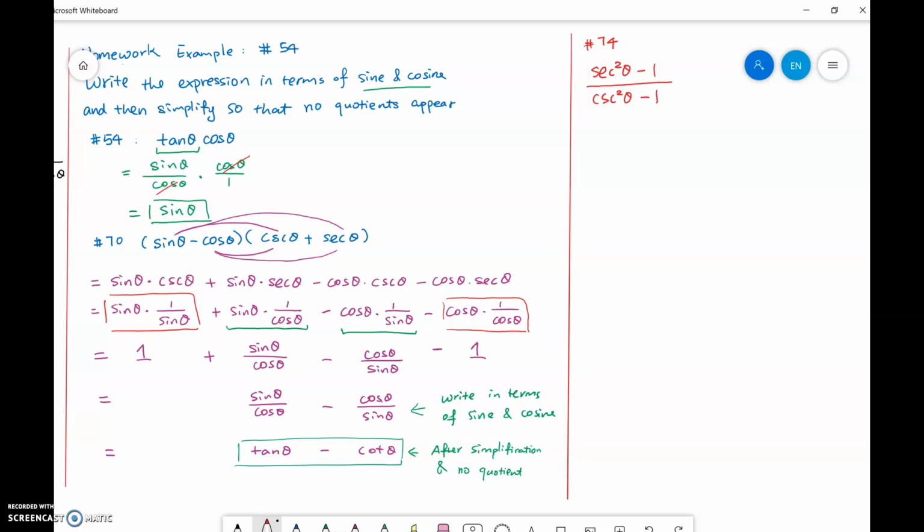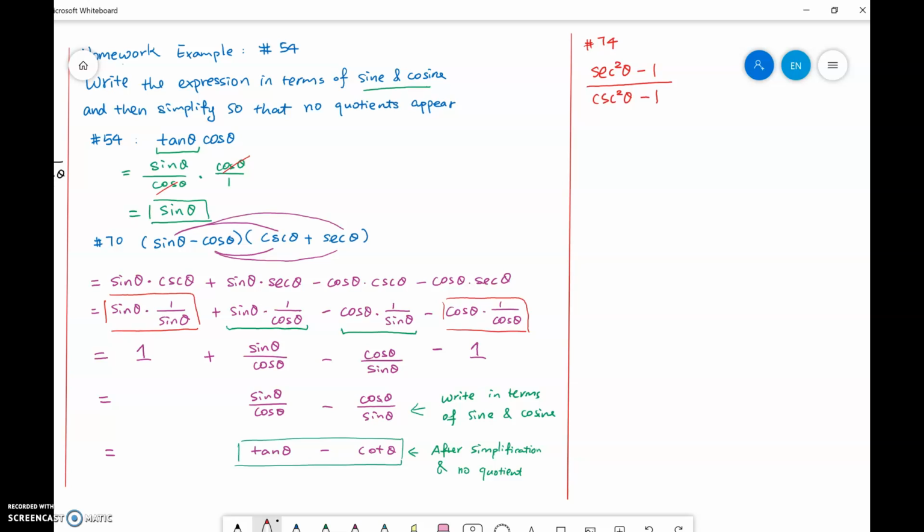So from number 54, tangent theta times cosine theta. Number 70, sine of theta minus cosine theta times cosecant of theta plus secant of theta. To number 74, secant squared theta minus 1 over cosecant squared minus 1. Seems like number 70 is the easiest question. Number 74 is the most complex question. But because it's complex, that means we have more room to play with it. So generally speaking, number 74, since we have more formulas or more identities we can use, is easier.